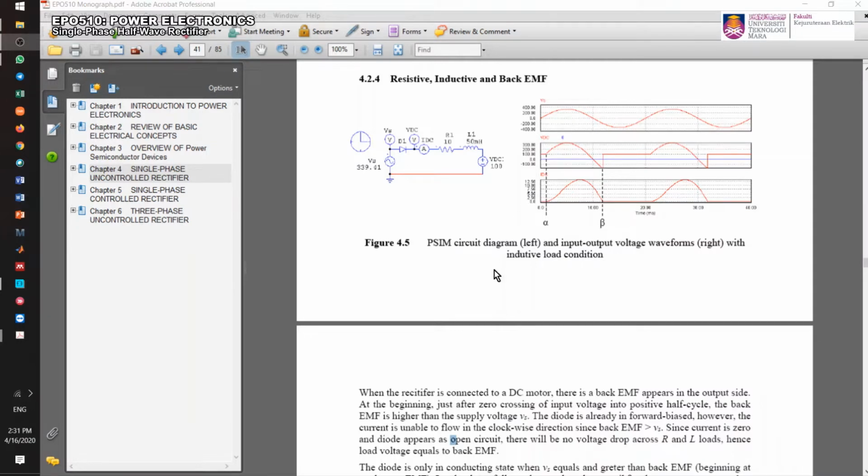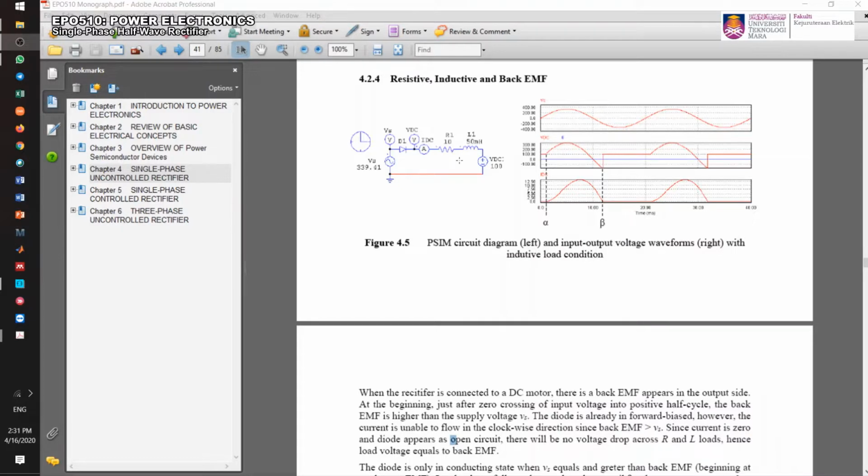Okay, let's continue with the single phase half wave rectifier with the resistive inductive plus back EMF. This is the condition when you have back EMF. It's actually when your load is a DC motor.